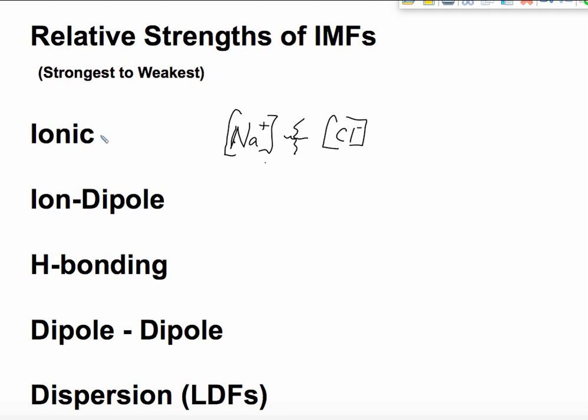All right, so with ionic bonds, the easiest way to identify if something has an ionic bond is a metal to a non-metal, and that's pretty much the easiest way to do it.